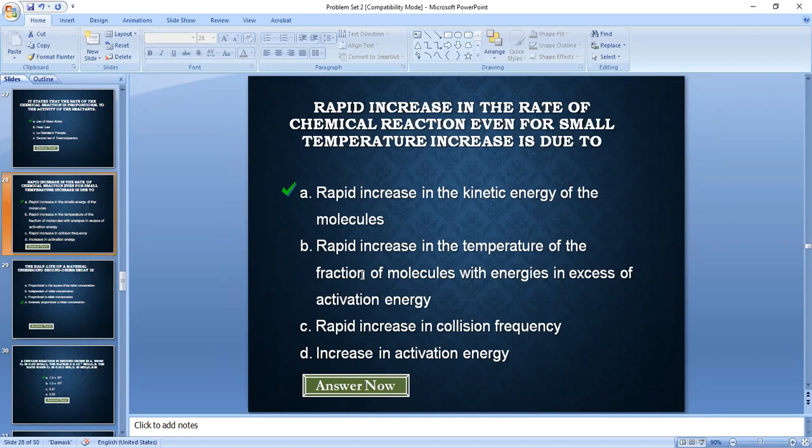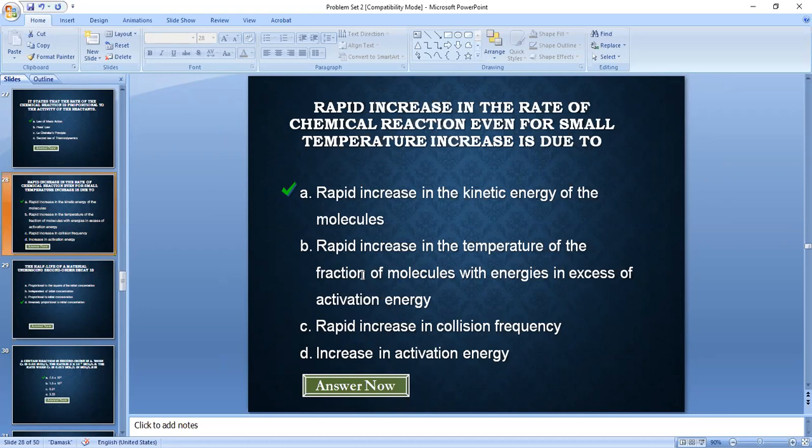So the rapid increase in the rate of reaction, even for a small temperature increase, is due to a rapid increase in the kinetic energy of molecules. Going back to the rule that every 10-degree rise in temperature will result in a doubling in the rate of reaction. When you choose from the provided statements, which of the following best explains this, you always go back to the basic, to the fundamental, because you will never go wrong with that.